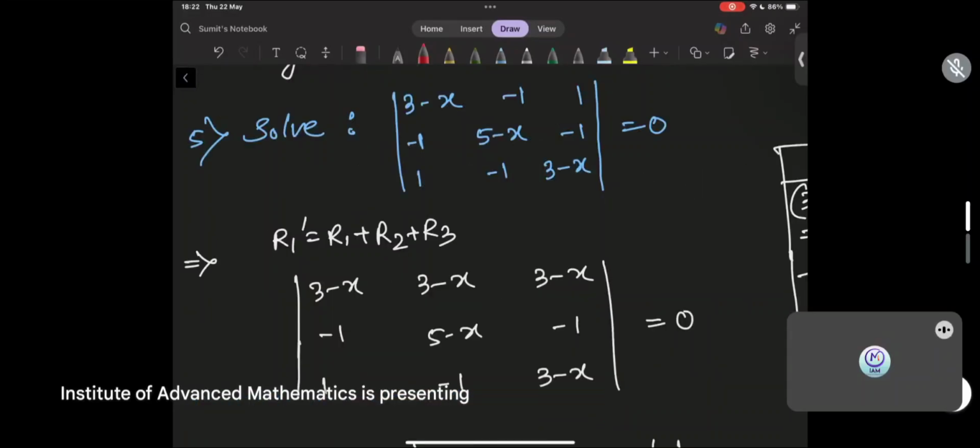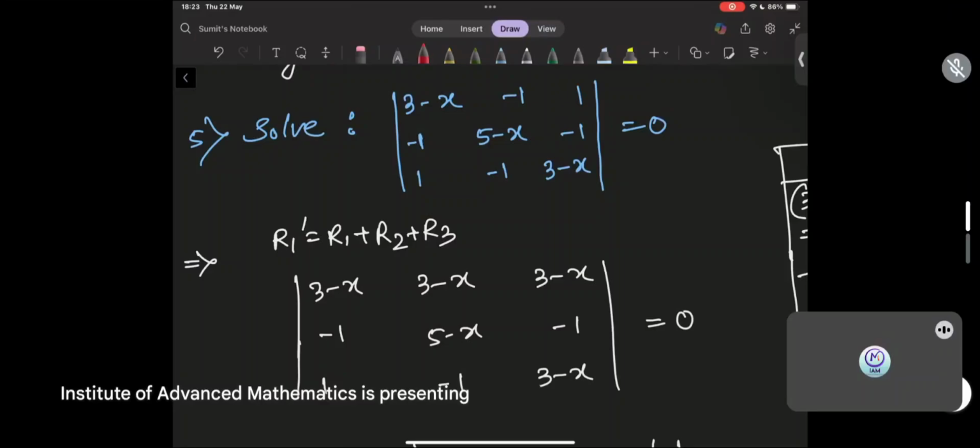See this one. The question is: solve the determinant with rows 3 minus x, minus 1, 1; minus 1, 5 minus x, minus 1; 1, minus 1, 3 minus x. So our determinant is given, and it is equal to 0. So equal to 0, solve. That means we have to find the value of x without expanding. So without expansion, when we solve, always remember we will use property 4.